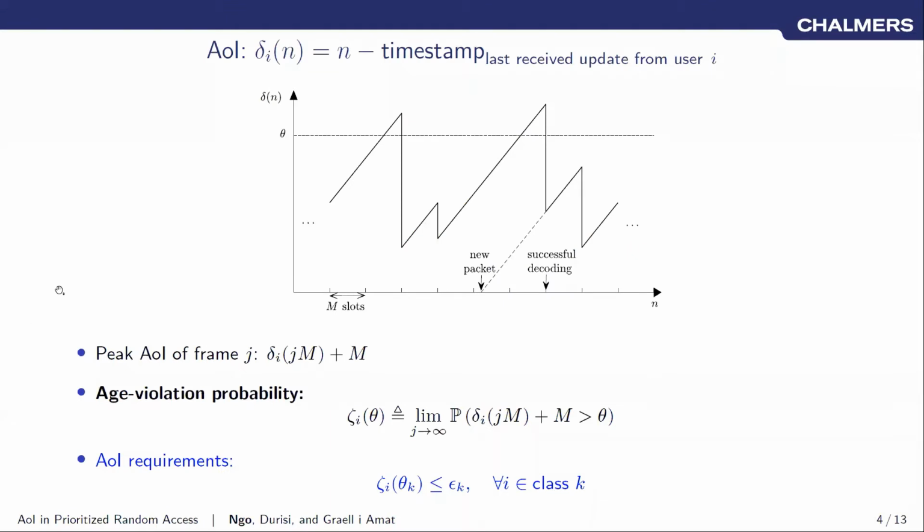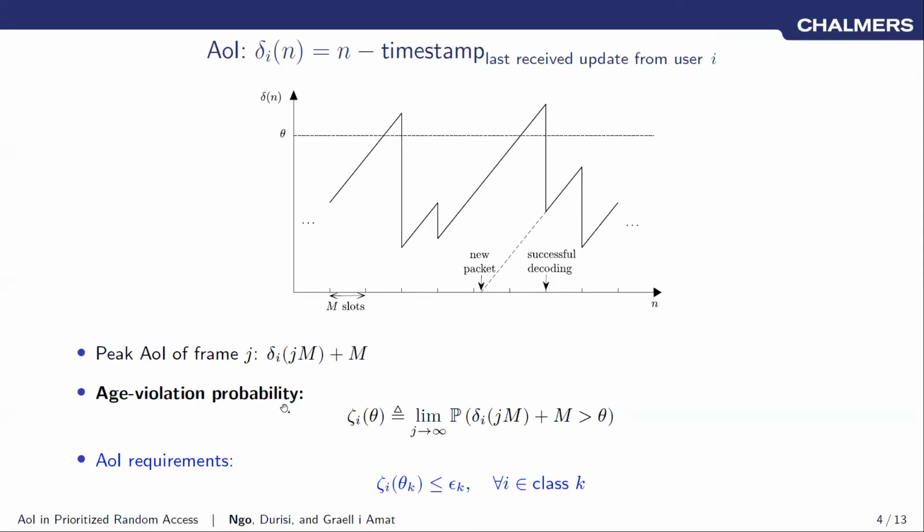The age of information of user i at slot n is n minus the timestamp of the last received update from user i. If we plot the age value versus the slot index, we see that it has this sawtooth shape. So the age value increases monotonically within the frame and is reset at the end of the frame only if there is a new packet successfully decoded. Within a frame, the biggest age is at the end of the frame and is given by the age at the beginning of the frame added with the frame size.